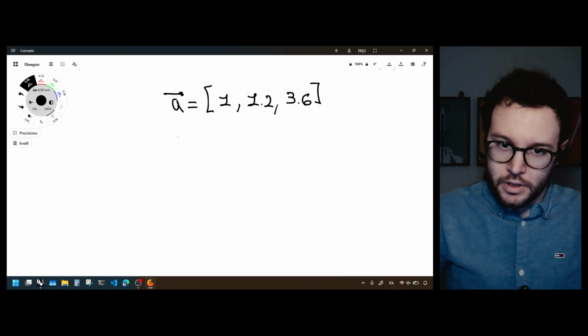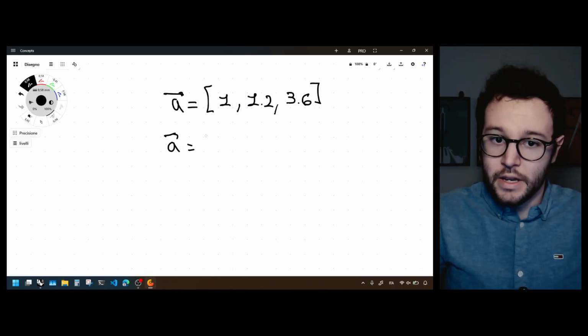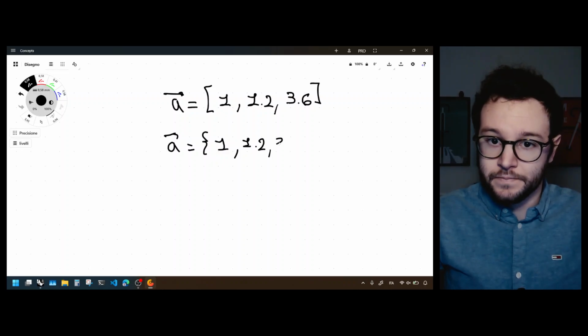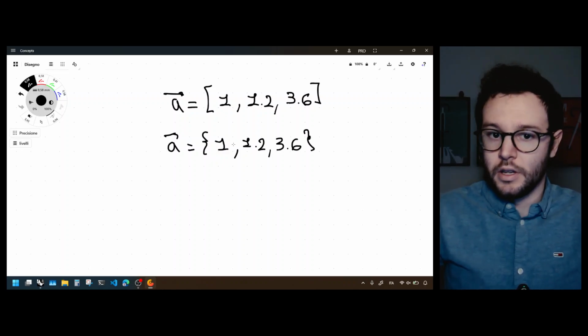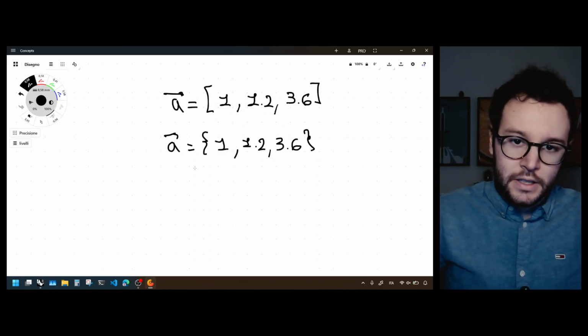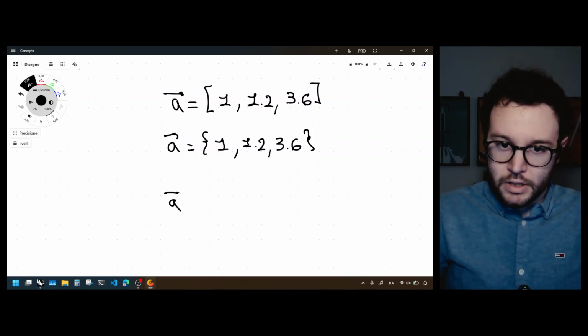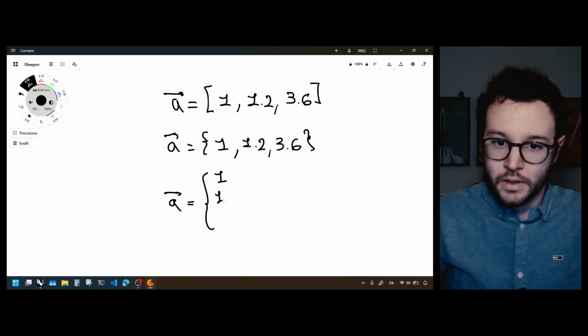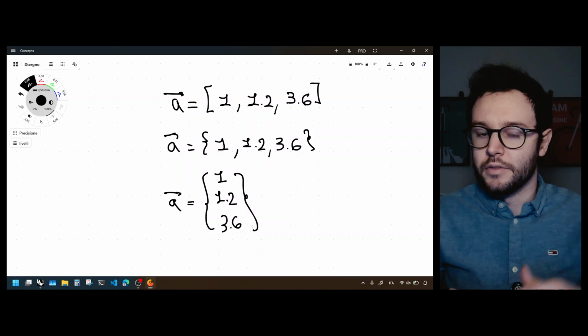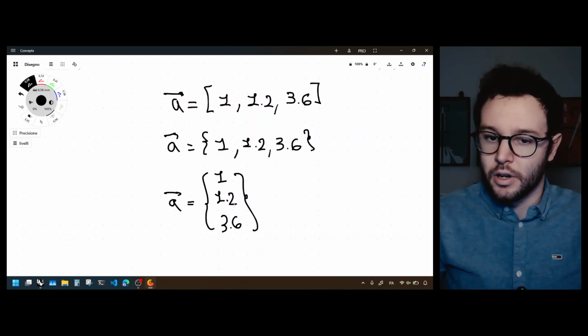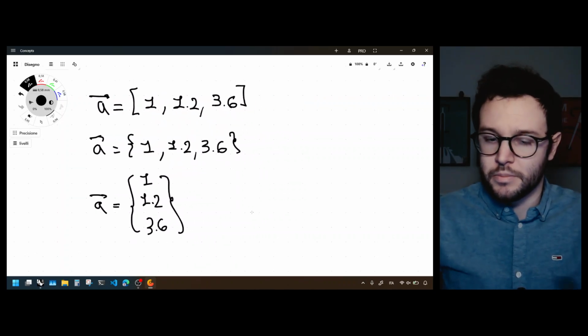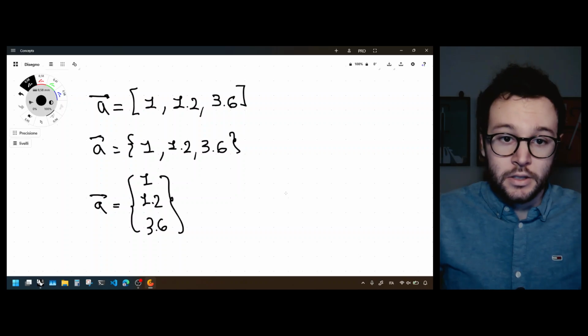Another way you could represent the vector is with curly braces. You could probably see this around, and this is a row vector because it's written horizontally. Many times you will see vectors written vertically, so let's write them vertically. So 1, 1.2, 3.6. All right, so this is the vertical representation. It's a column vector.